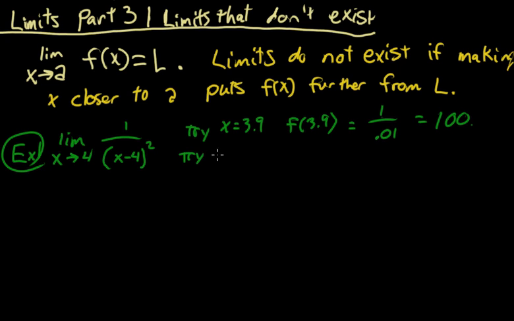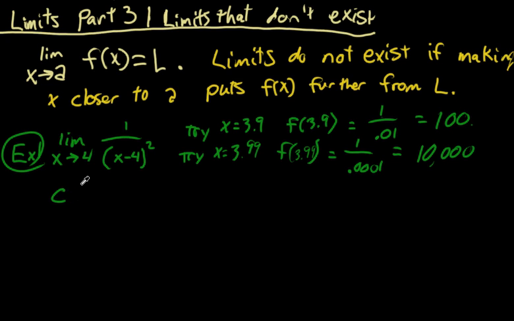We'll try a different number. Try x equals 3.99. Well, f of 3.99 will still have 1 in the numerator, so 1 divided by 3.99 minus 4, which is equal to negative 0.01. But if we square that, we get 0.0001. And 1 divided by 0.0001 is equal to 10,000. So it becomes pretty clear now that the closer we get x to 4, the further we get from any actual number. It just keeps going and getting bigger and bigger.